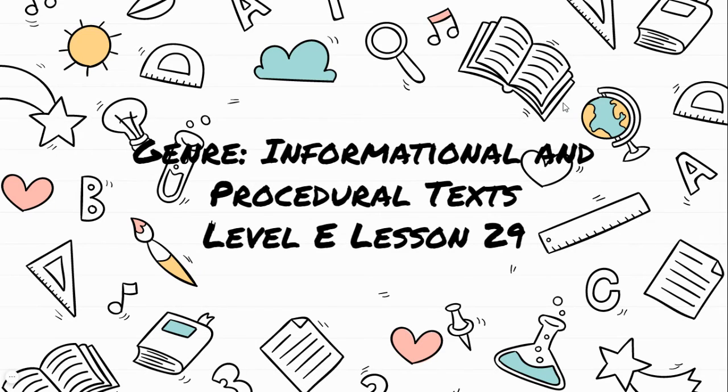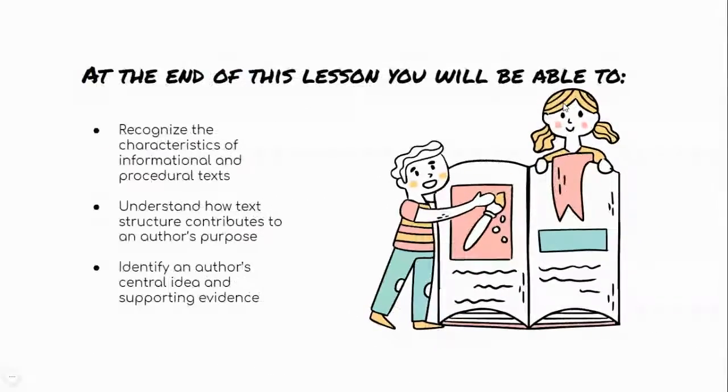Genre: Informational and Procedural Texts. Level E, Lesson 29. At the end of this lesson, you will be able to recognize the characteristics of informational and procedural texts, understand how text structure contributes to an author's purpose, identify an author's central idea and supporting evidence.